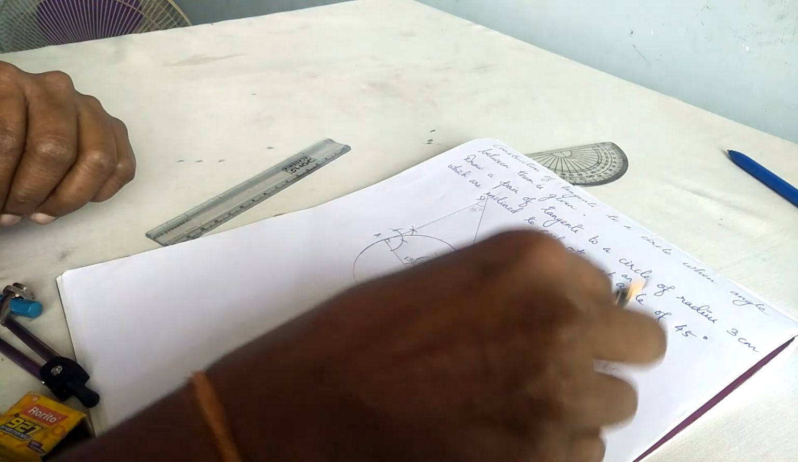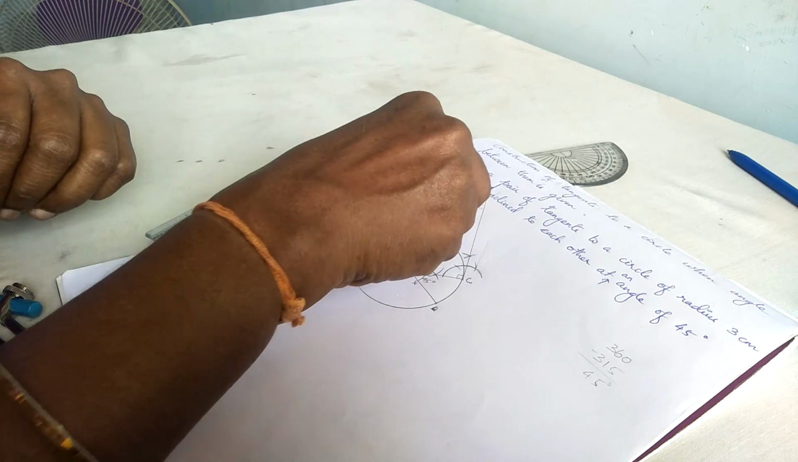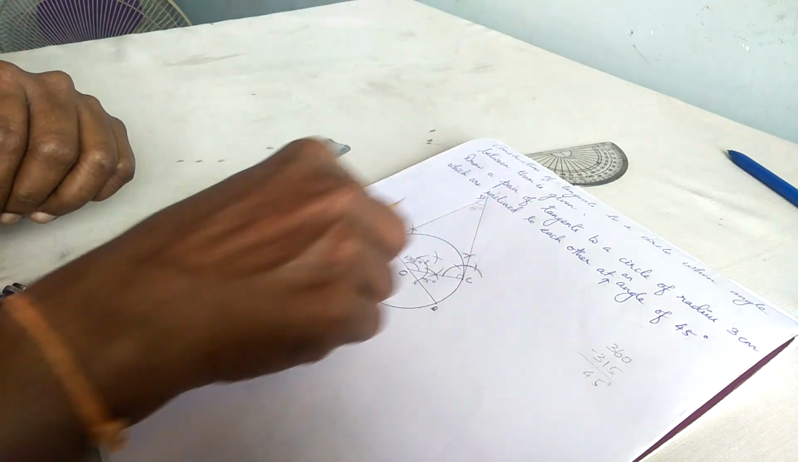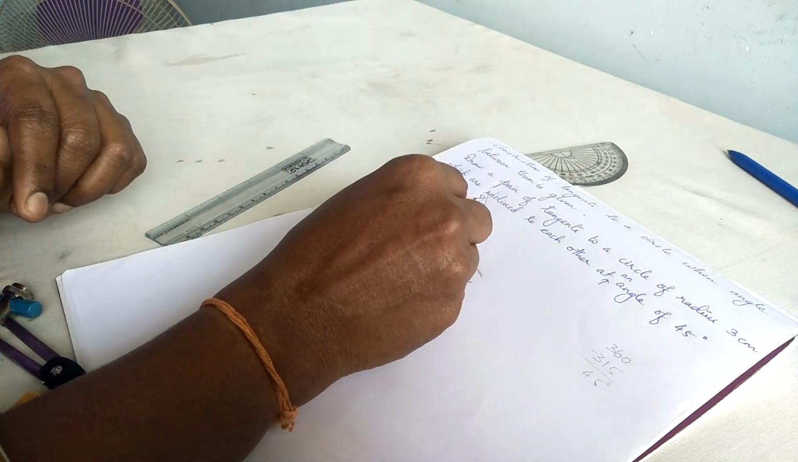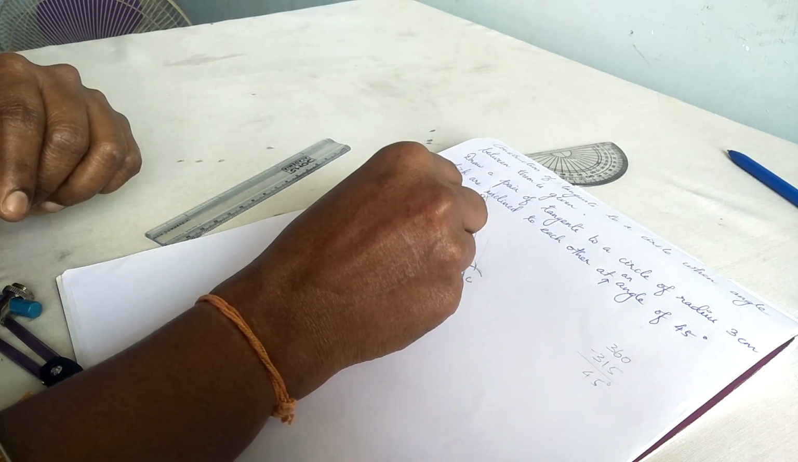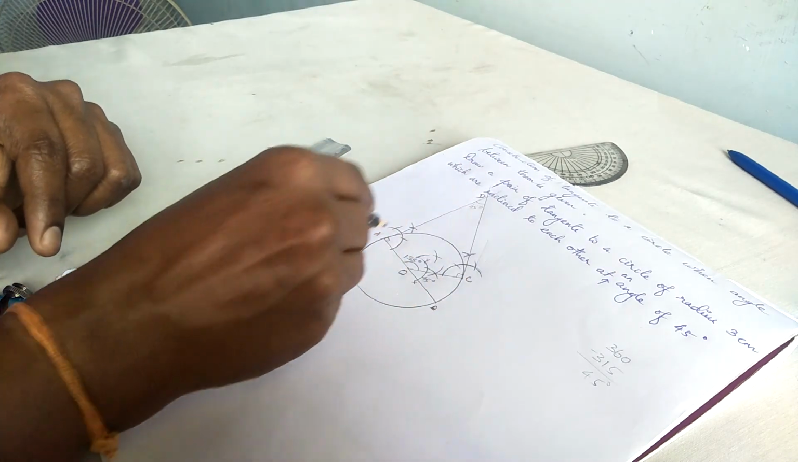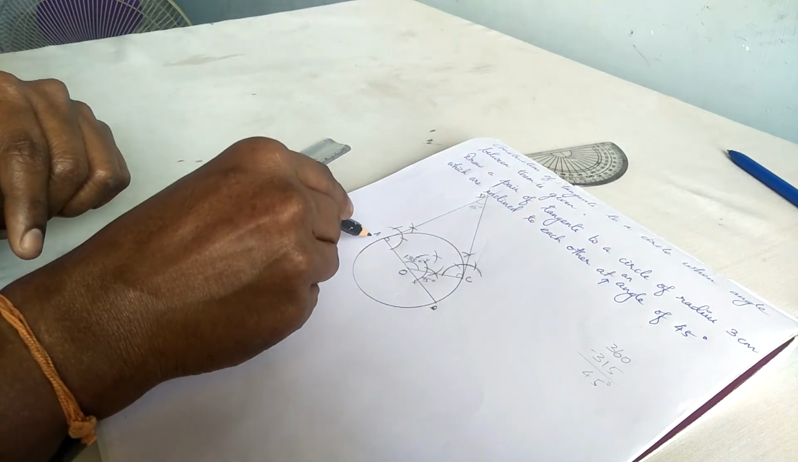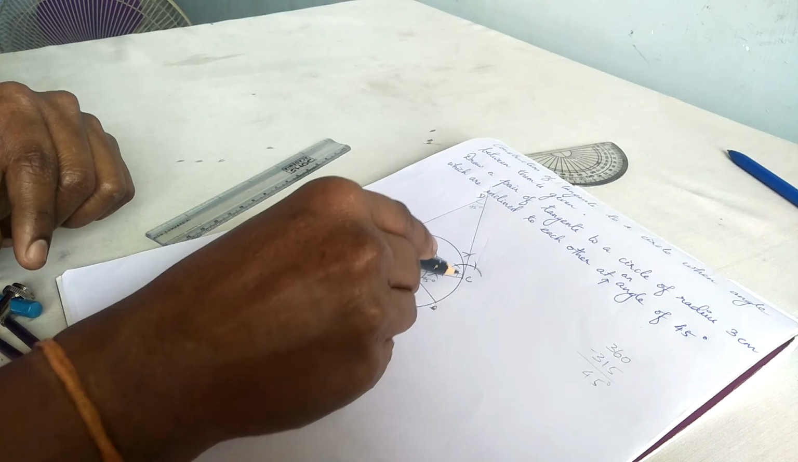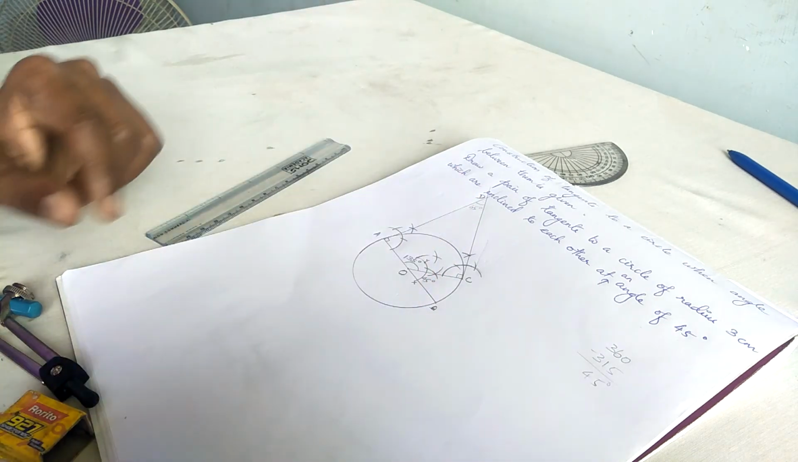And what did the question say? The tangents are inclined to each other at an angle of 45 degrees. So the tangent DA and the tangent DC are inclined to each other at an angle of 45 degrees.